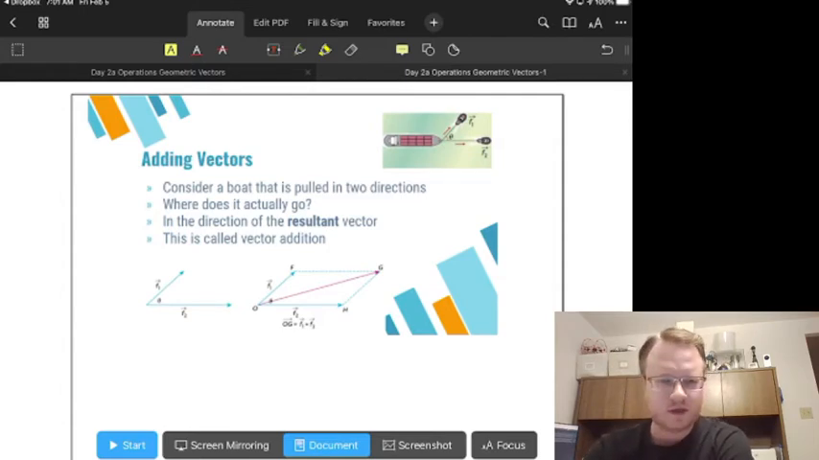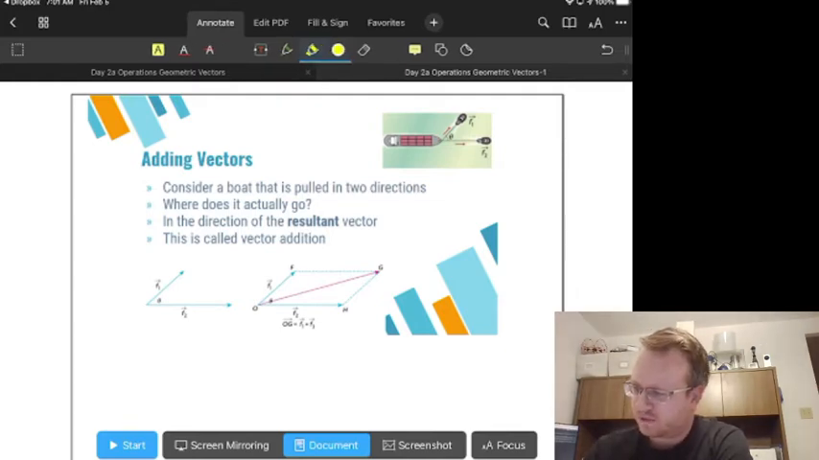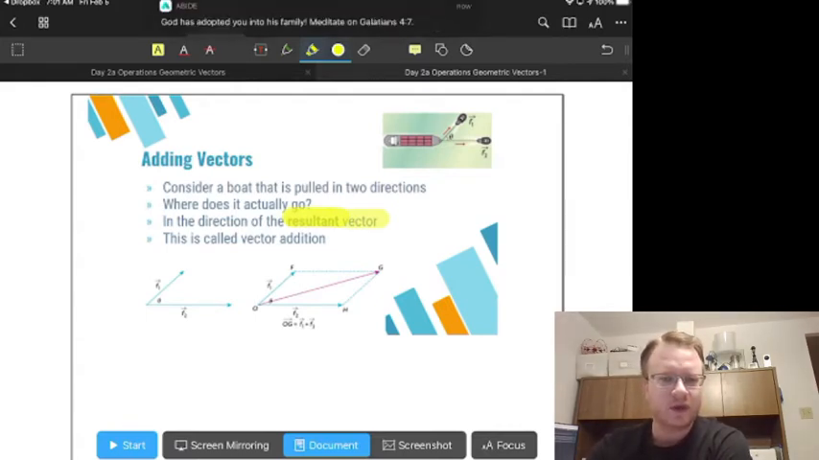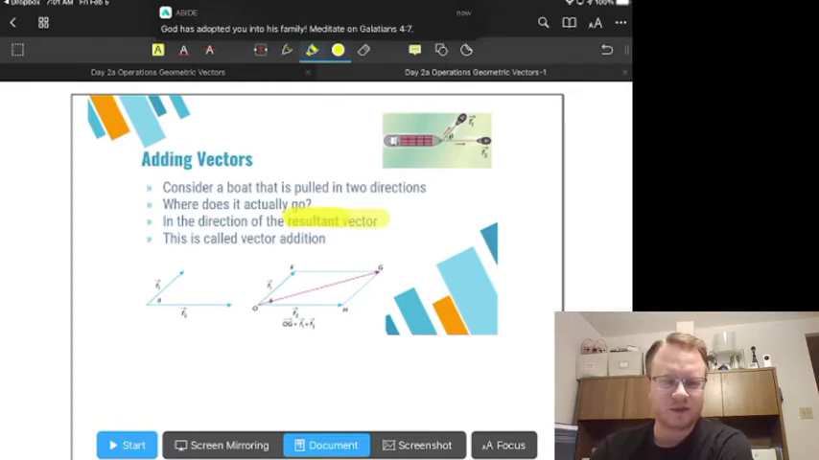All right, so just to restate what we said, but in writing, adding vectors: consider a boat that is being pulled in two directions. Where does it actually go? When I add up those vectors, what we get is the resultant vector. So that's a key word, a new term that we want to know. When we add these together, it's called vector addition. So we add two or more vectors together, we get an overall vector that represents the same thing, and that's our resultant vector.